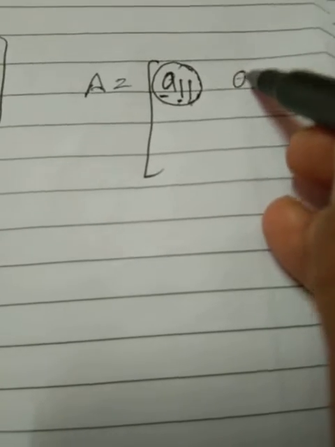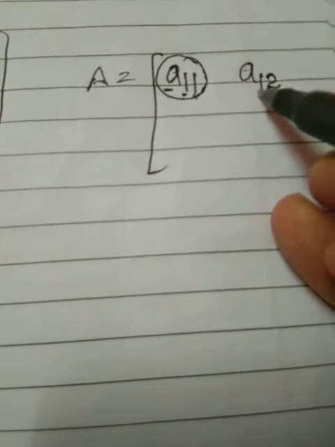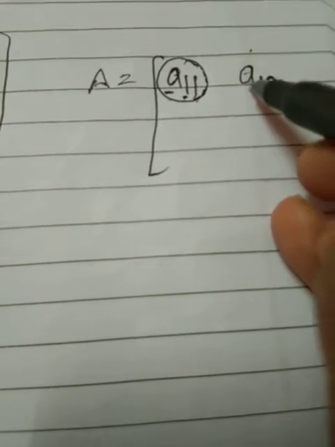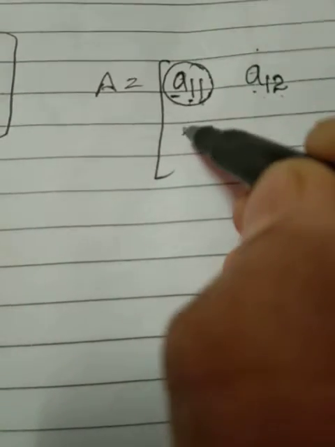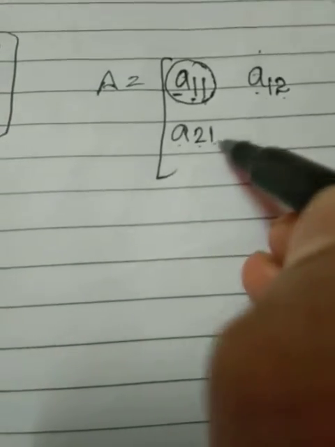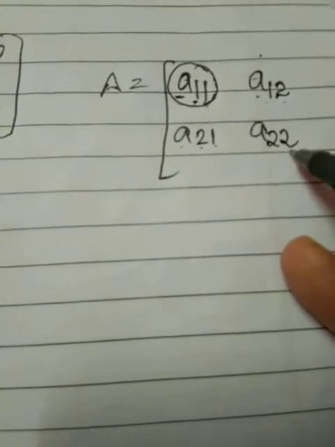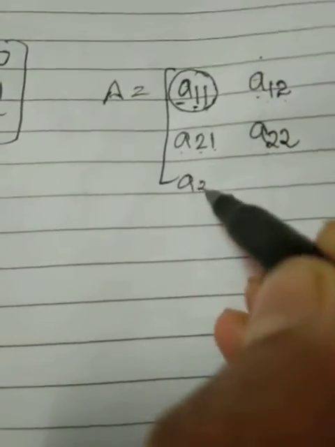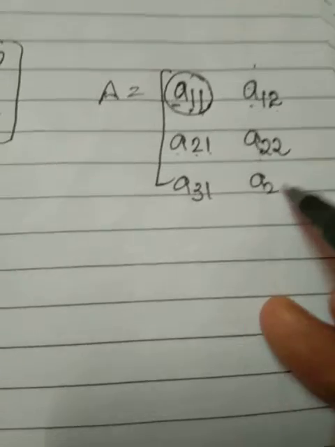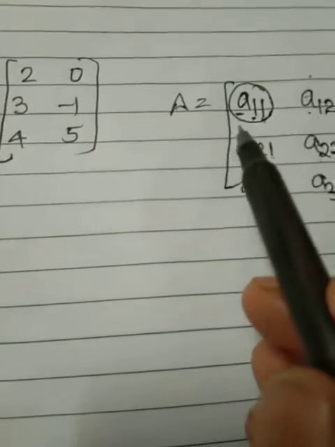Now the next element, we write A12. What is A12? It is first row and second column. This is the element of the first row, second column. If we write A21, this is the element of the second row, first column. A22 is the element of the second row, second column. Similarly, it goes on: A31, A32, and so on. So the first element of any matrix is represented by A11.